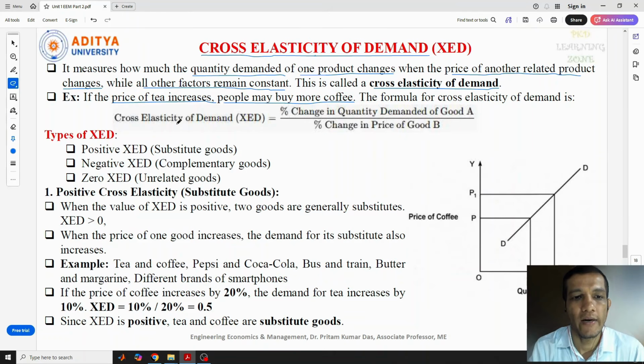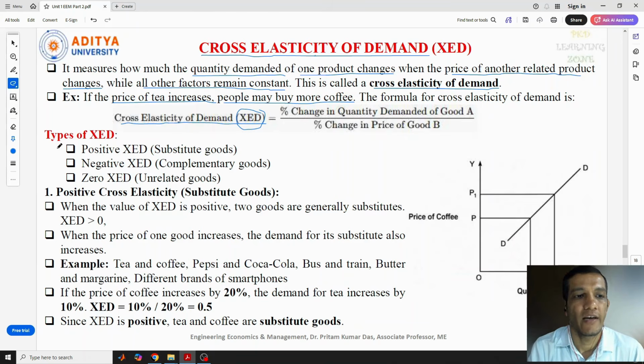So how do we calculate this? The formula for cross elasticity of demand, which we denote by XED, is the percentage change in quantity demanded for good A, or product A, divided by the percentage change in price of good B, or product B. There are three types of cross elasticity of demand.